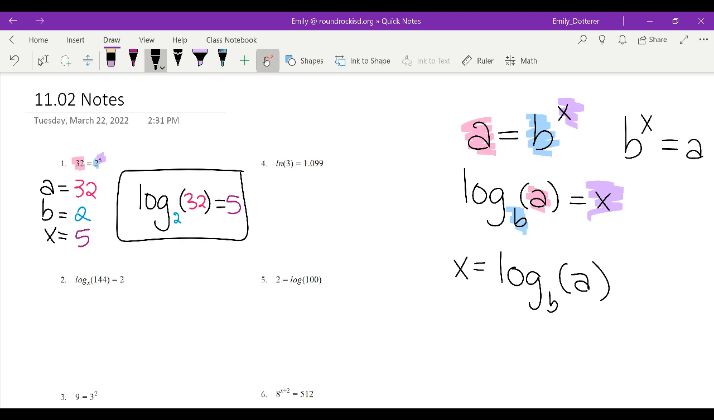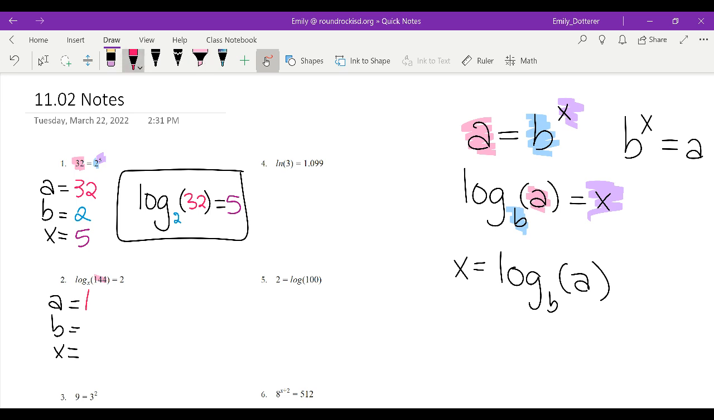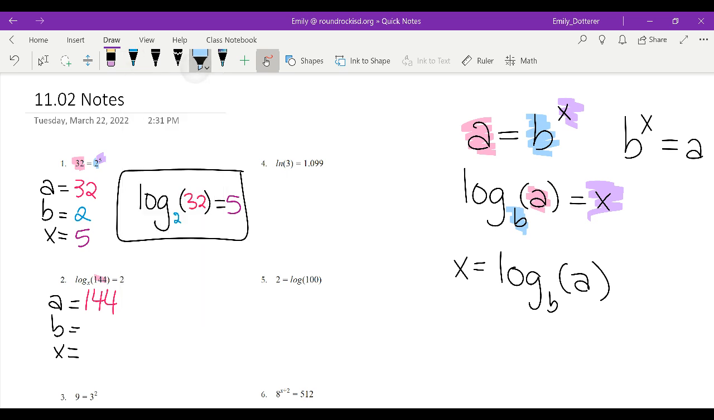For number 2, this one starts with a logarithm. A is the number inside of the parentheses, which is 144. B is our base, which in this case is x. And x is the 2. So that x in blue is our variable. The x that's in black is just part of the formula. So even though they're the same letter, they are representing different things.